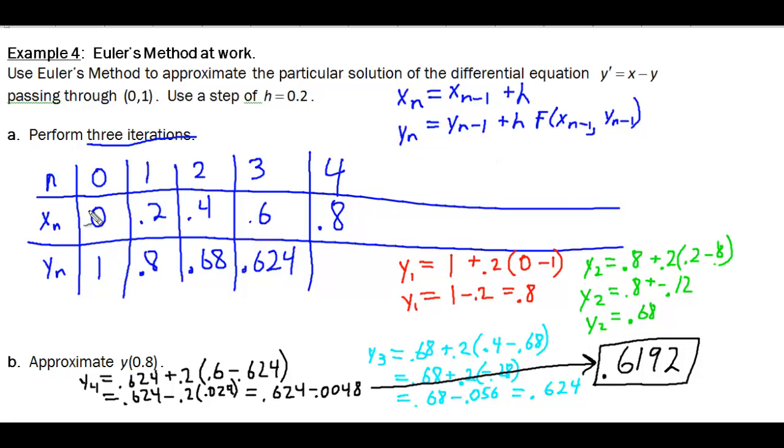So again, to get each iteration, to get our new x value, we're just adding h each time. To get our new y value, we are looking at our old y value plus h times f of our last x and our last y, f of xn minus 1, yn minus 1. We did x minus y because our function is y prime is x minus y. So that's the big F is y prime. So there you go.